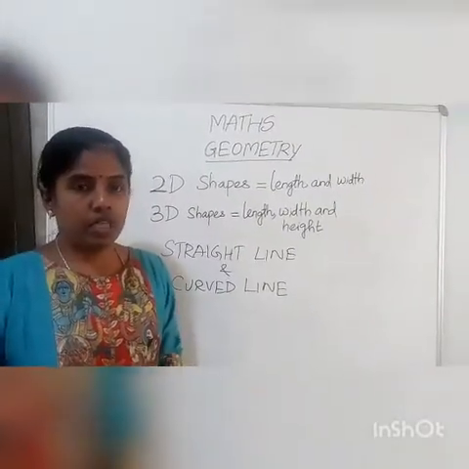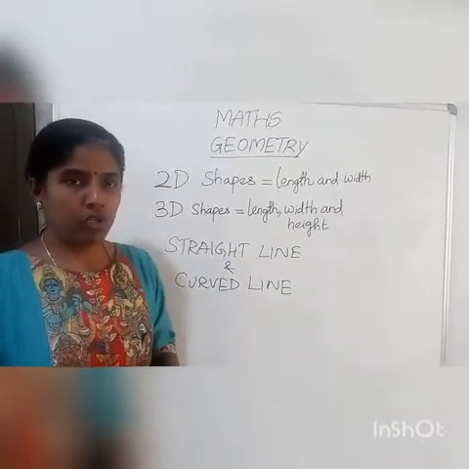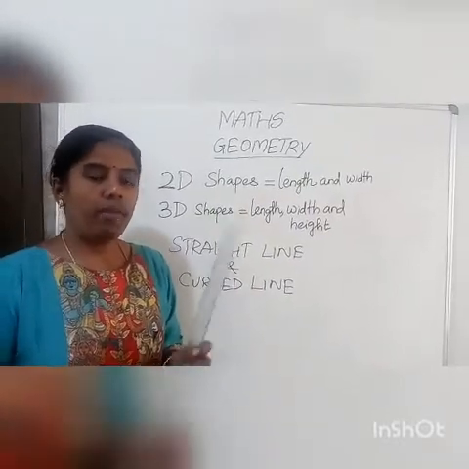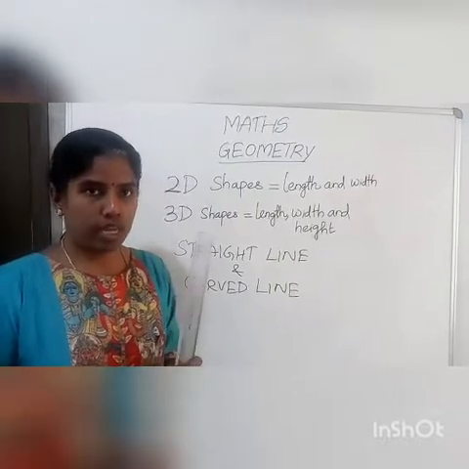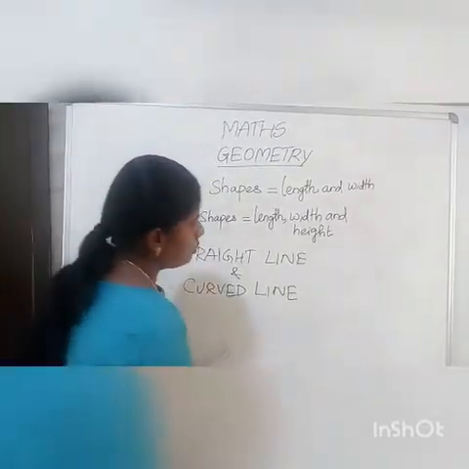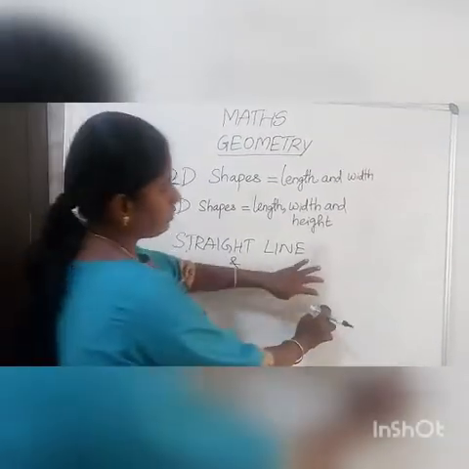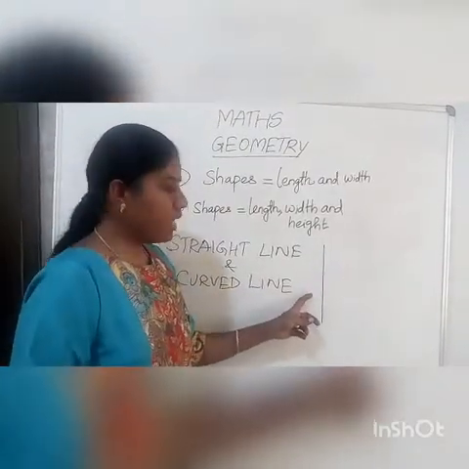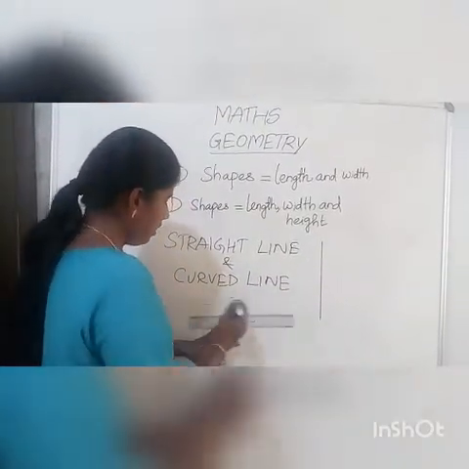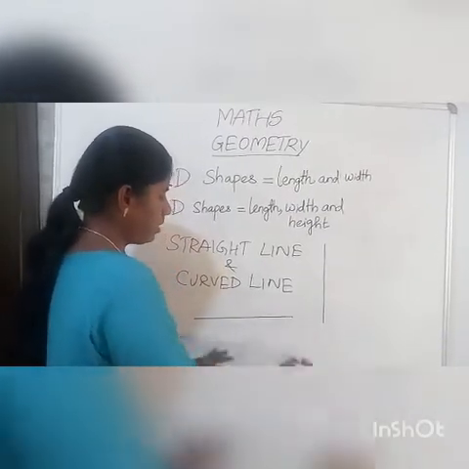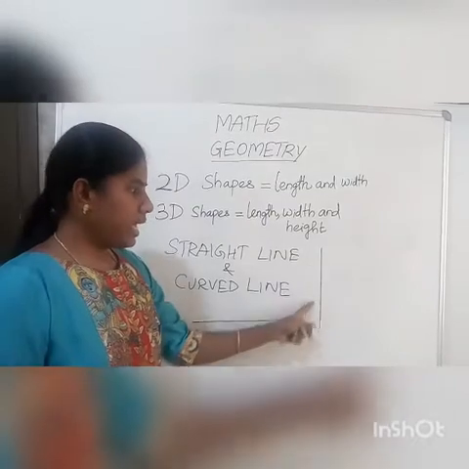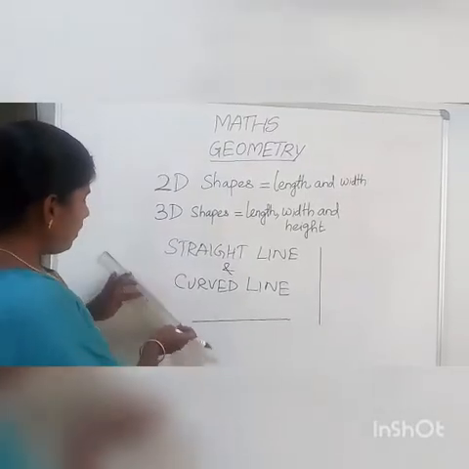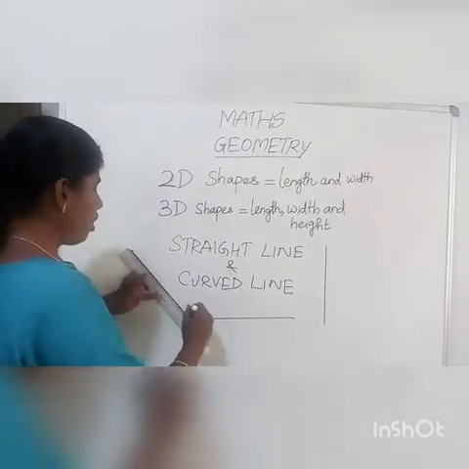After the 3D shapes, the next thing that we learned in the chapter Geometry was about straight line and curved line. So a straight line we can draw with the help of a ruler or a scale. This is what we call a ruler or a scale. The line can be like this, which is called a vertical line, or the line can be like this, which is the horizontal line. So the standing line is called the vertical line and the sleeping line is called the horizontal line. And if it is a little slanted, it is called a slanting line.